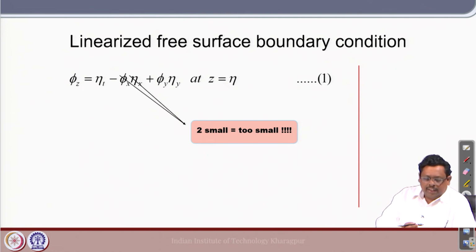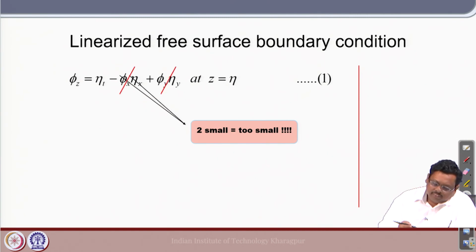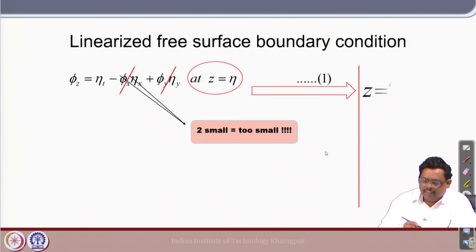The approximation is we assume phi x and eta x are both very small. If both are very small, then the product should be too small, so we can ignore it. So, these are the underlying assumptions. Under these assumptions, we ignore the contribution of phi x eta x, and we ignore the contribution of phi y eta y. But the question is, at which z are you applying it?